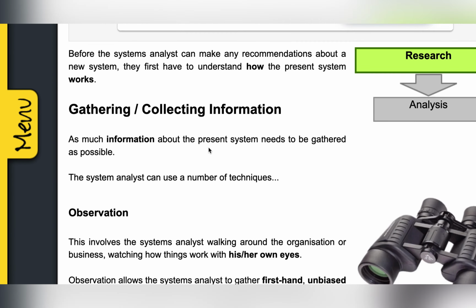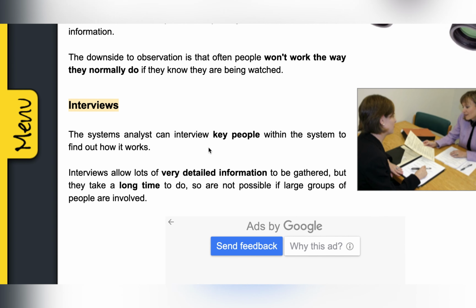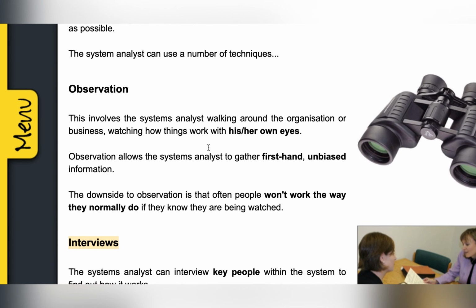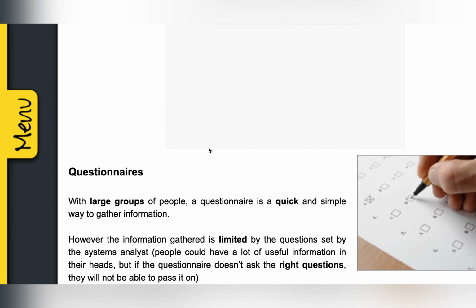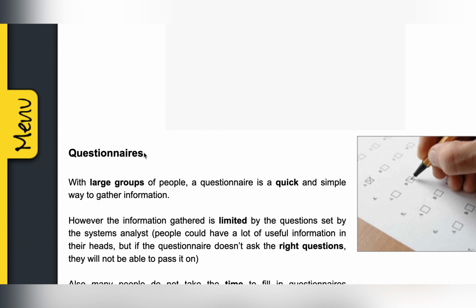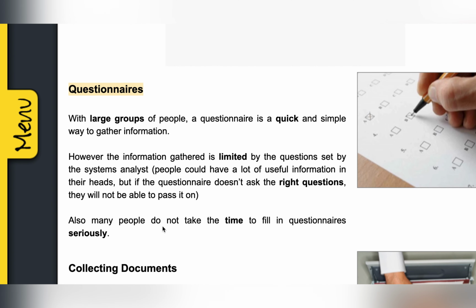So we've covered 2 methods of researching and gathering information in an organization as a system analyst. Number 1 is observation. Number 2 is interview. Number 3 is questionnaire. You have to prepare questionnaires as a system analyst. Okay? You have to prepare a questionnaire and share it within the organization with the employees and the staff of the organization to fill for you.